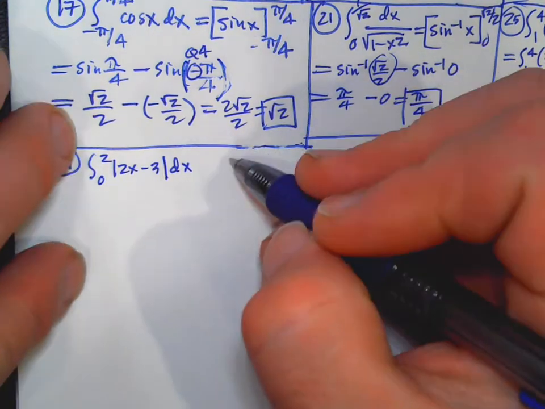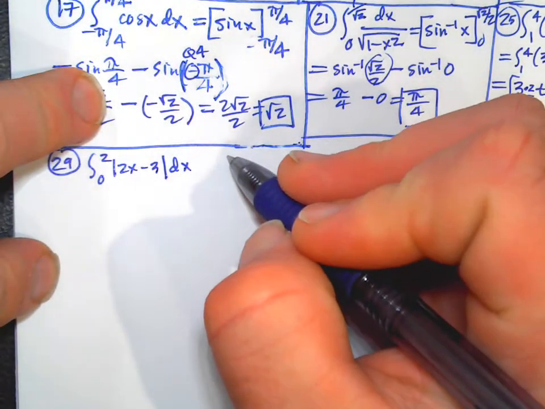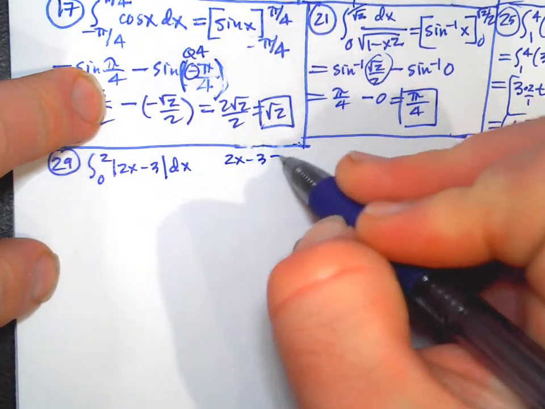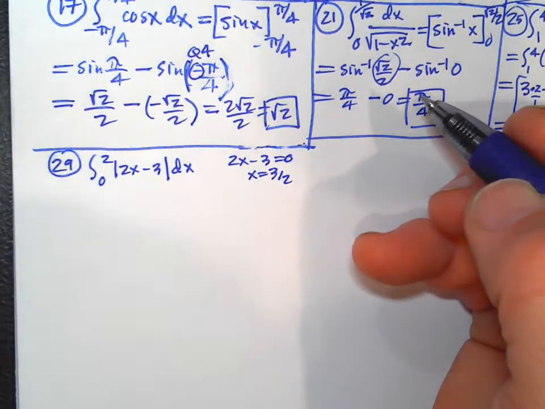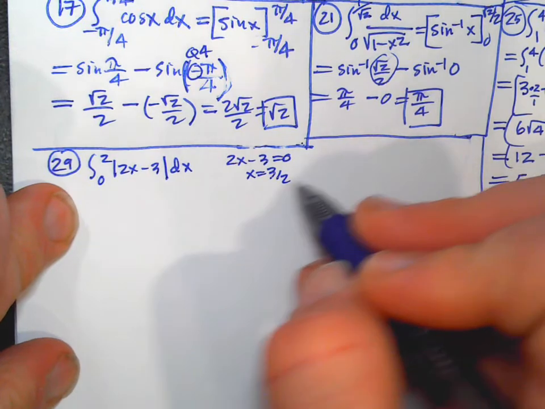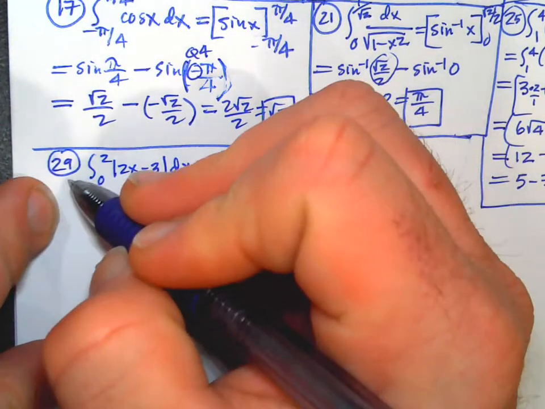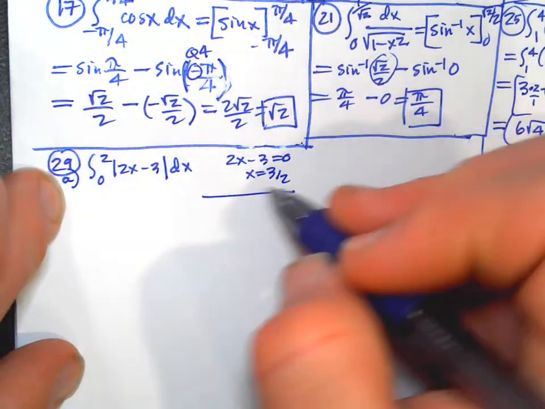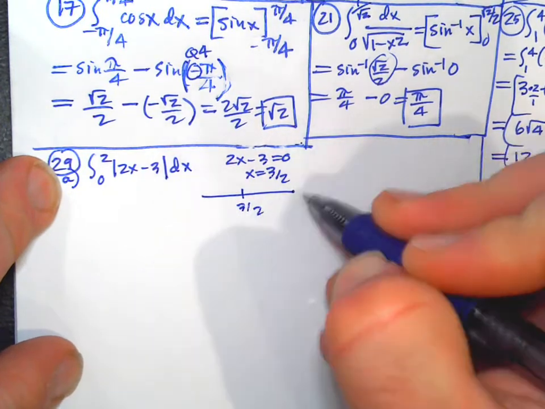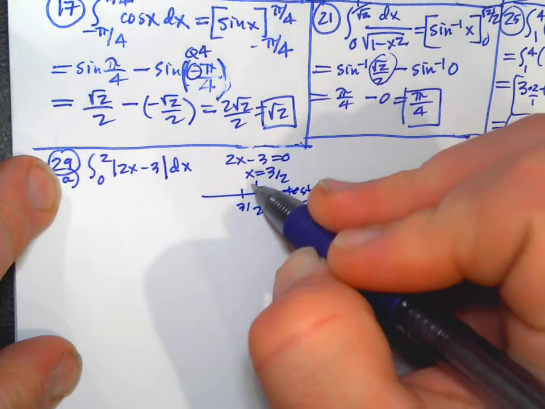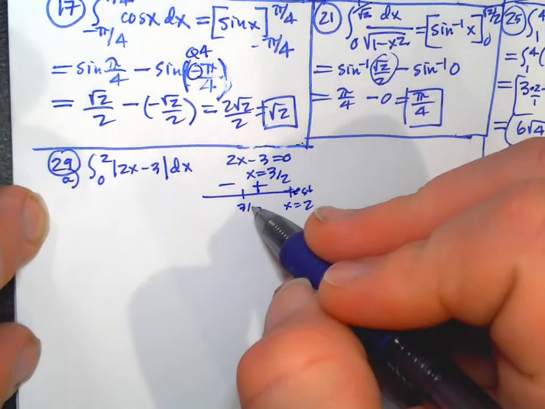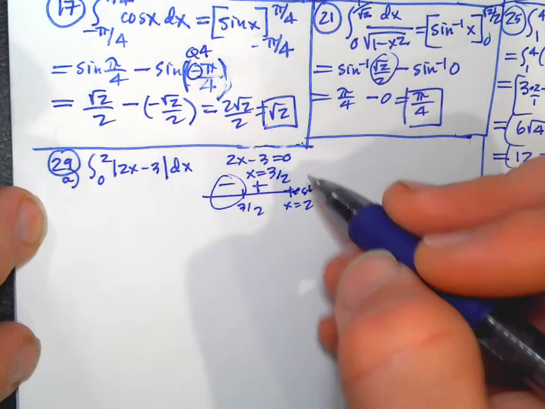So what we want to do without graphing it is figure out, well, where does it equal 0? So it's going to be 3 halves. And then I would just do a line check real quick. And this is part A, by the way. Line check. Test a value. X equals 2. It's going to be positive, negative. So we've got to break it up at 3 halves, and we've got to fix that part.